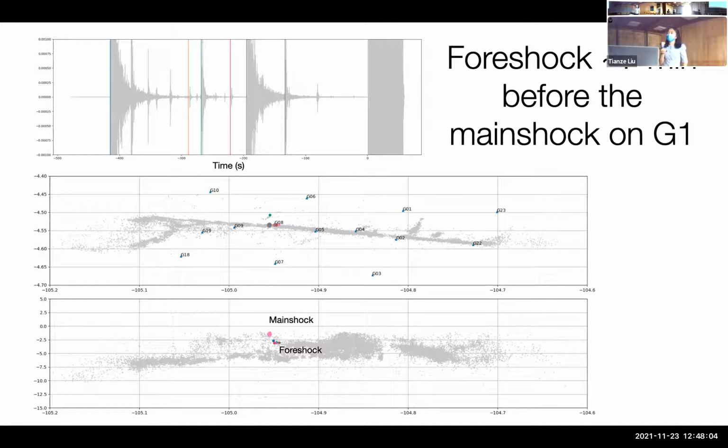it's preceded by smaller events that are very close to the main shock activities. This might indicate some preparation process of this main shock, of this big magnitude event. So I don't have very decisive conclusions for this part, just comparing the two segments.